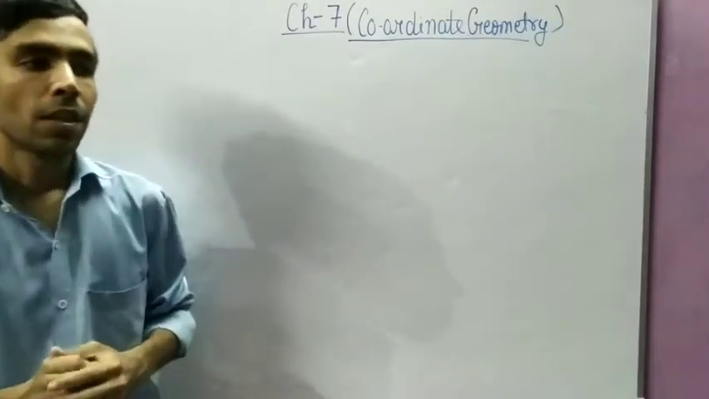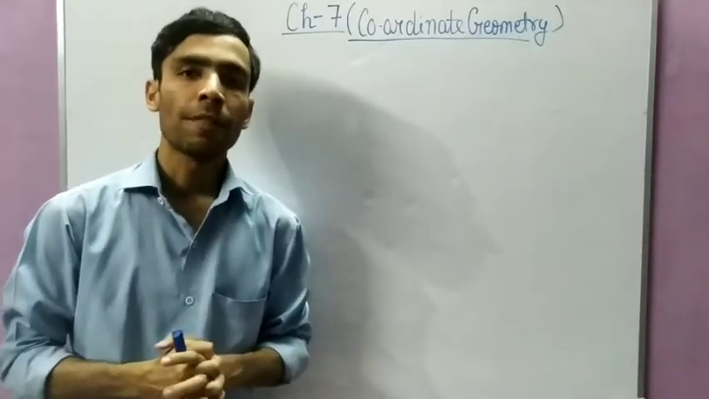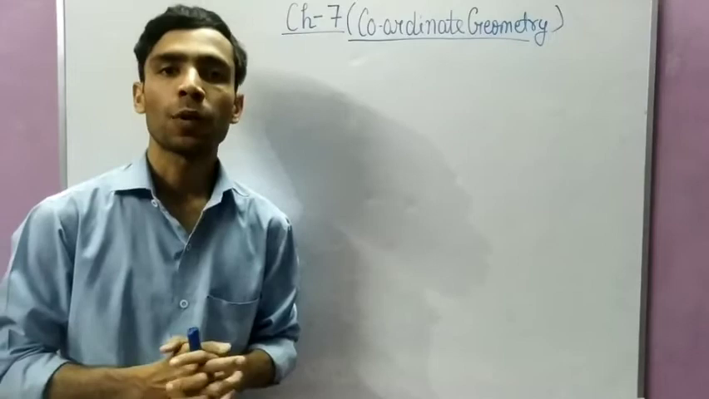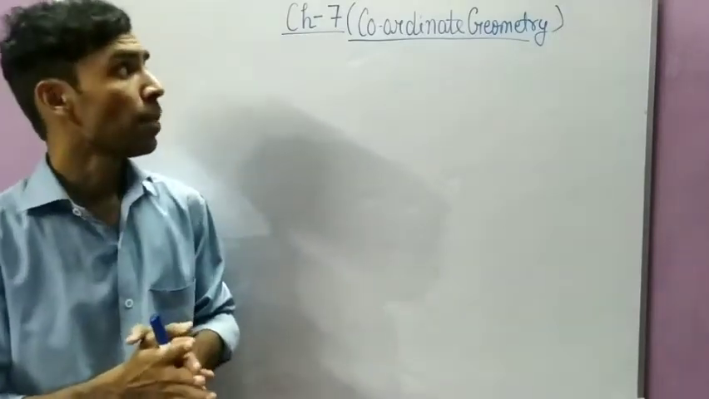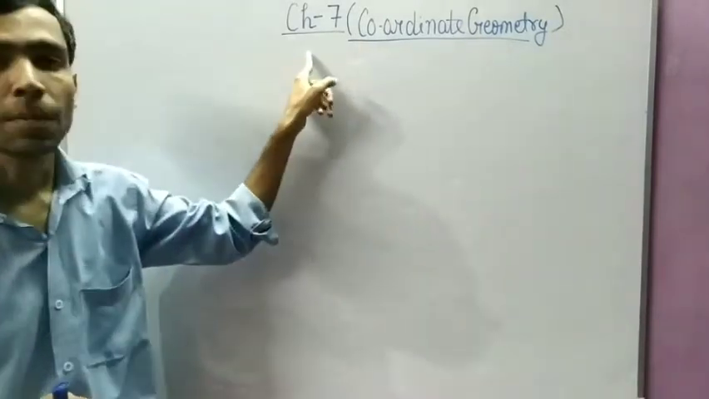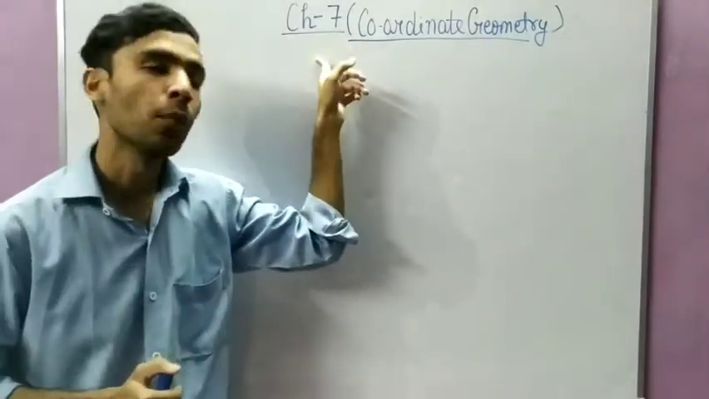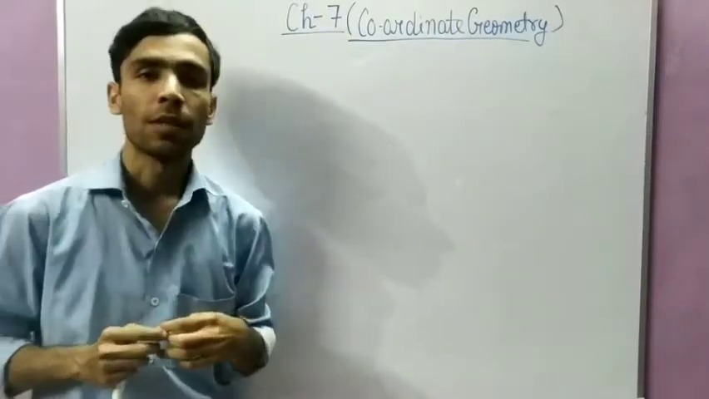So students, in the previous part of the video, we finished our chapter number 5, arithmetic progression. Today we will start a new chapter, and the name of the chapter is coordinate geometry. This is the 7th chapter of your NCERT book. So today we are going to start coordinate geometry.